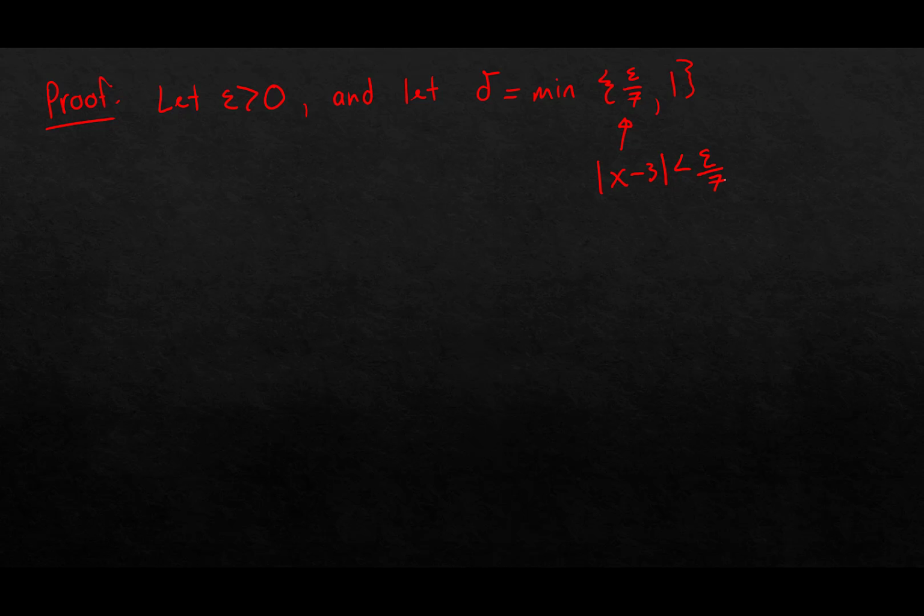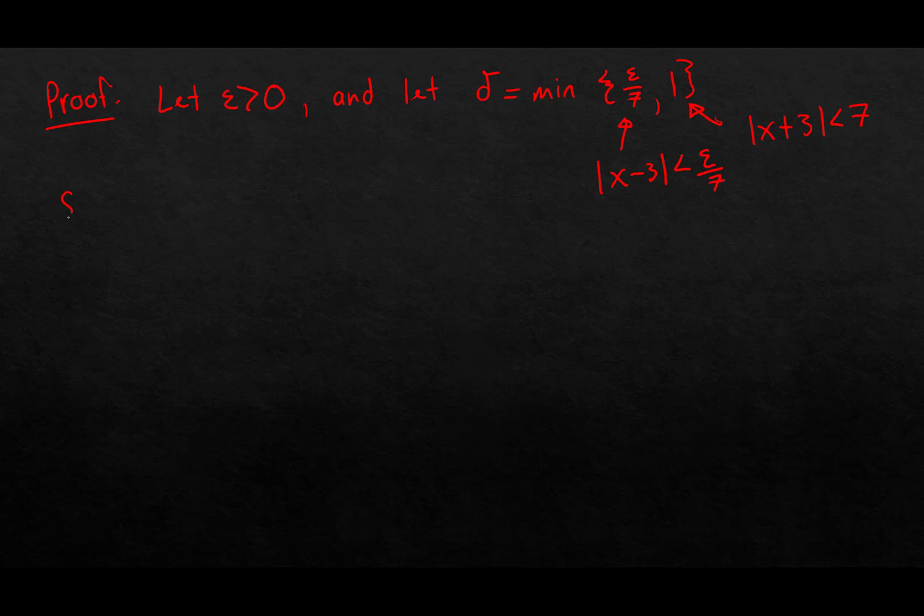Whoops, I'm sorry, epsilon over 7. So that's for that inequality. And then the 1 here was to make sure that the distance between x and minus 3 was less than 7. So keep that in the back of your heads. We're going to be using that in a second. So let epsilon be greater than 0 and let delta equal the minimum of epsilon over 7 and 1.